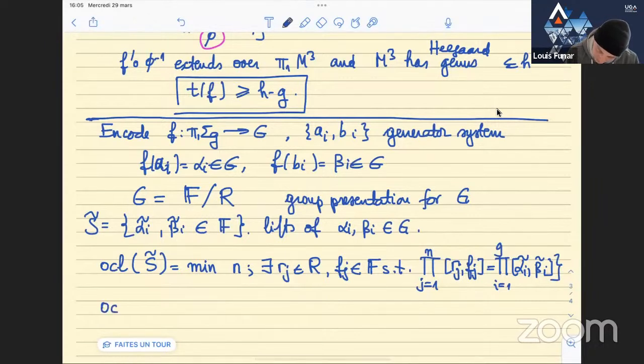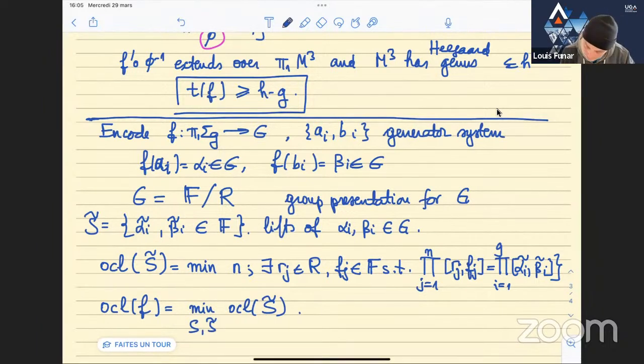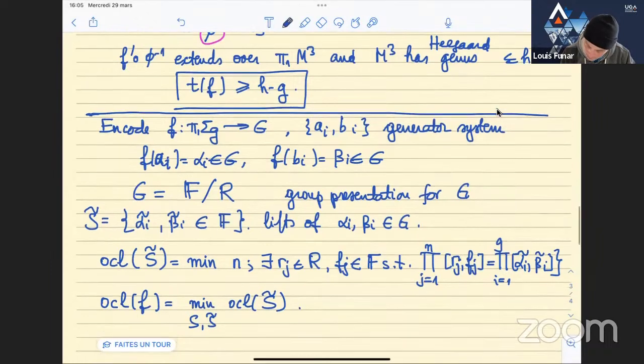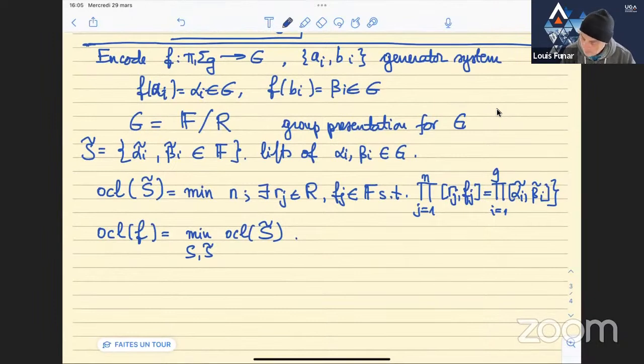And OCL of F is the minimum possible of OCL tilde over S tilde. Actually, it's only S tilde which really matters. So that sounds a bit crazy.